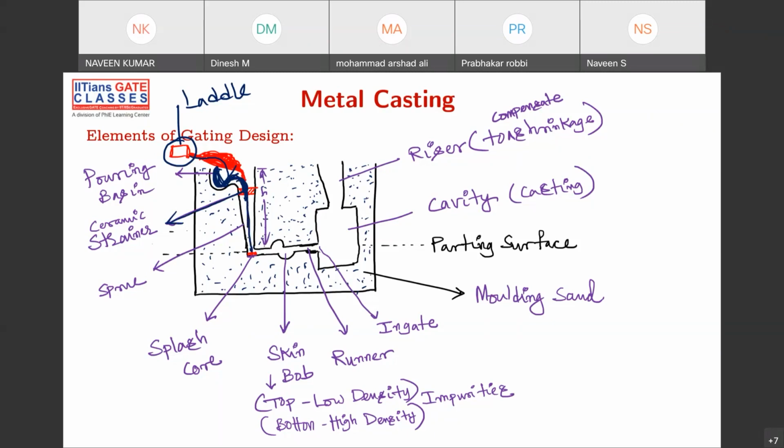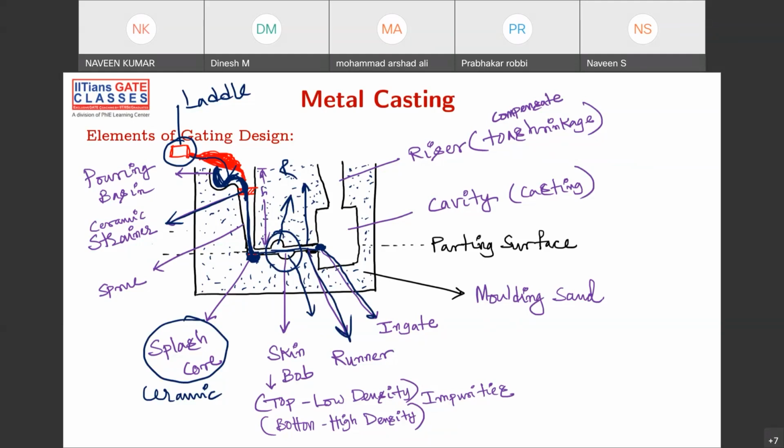As it is coming down, the velocity is increasing and it will hit, and as it is hitting, it should not hit the molding sand. If it is hitting the molding sand, then there is some kind of damage here. You don't want that to happen. So you put some kind of ceramic, this splash core, made up of ceramic material. Then it will hit, take a turn again and go through this thing called the skim bob. Some lighter impurities will be caught here, some heavier impurities will be caught here, and then a smooth stream will be going here, and this is called the runner. And this is called the ingate.